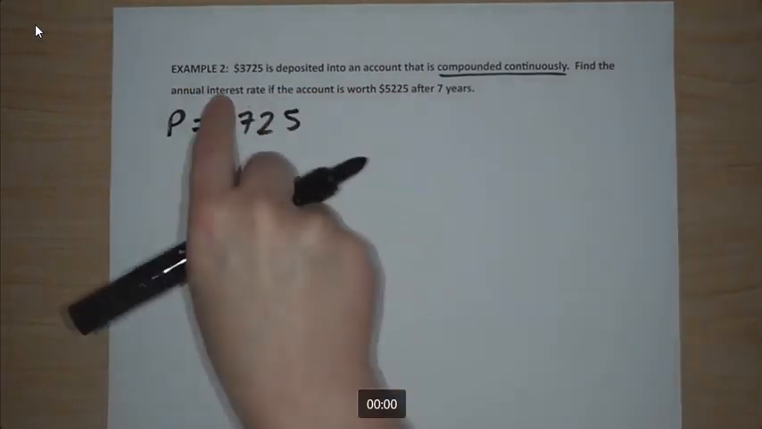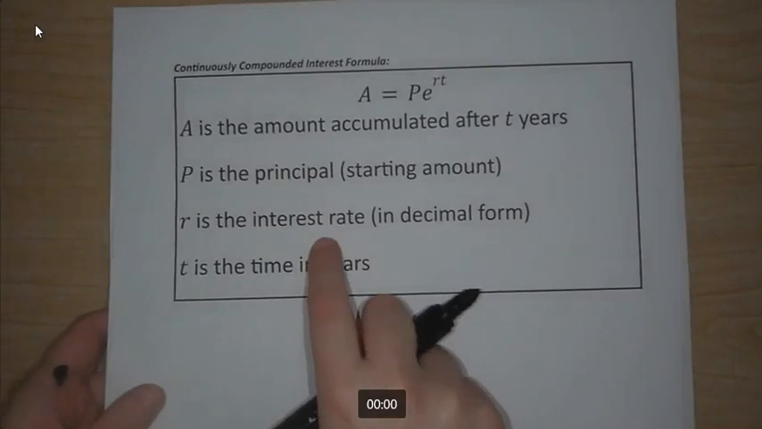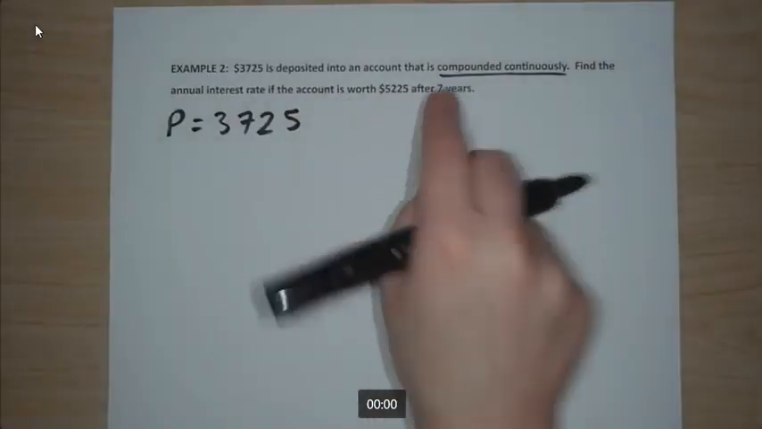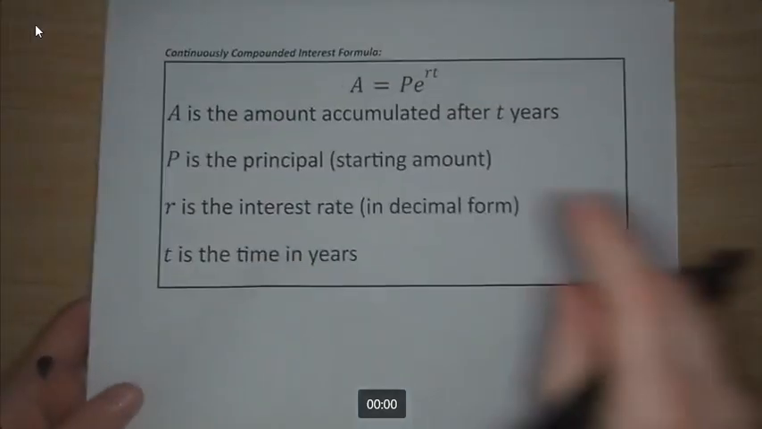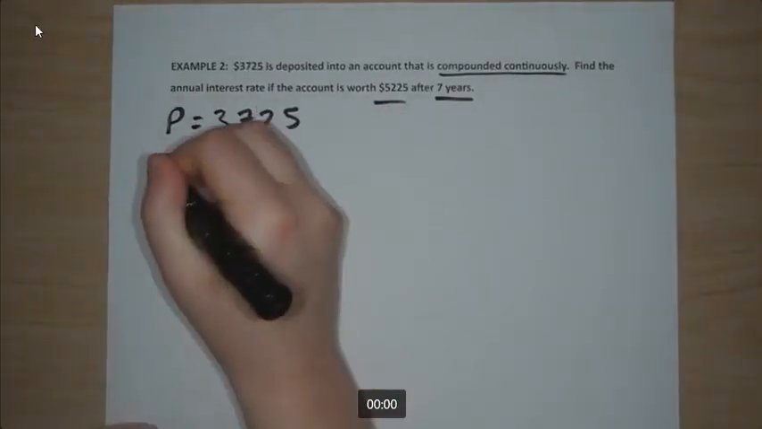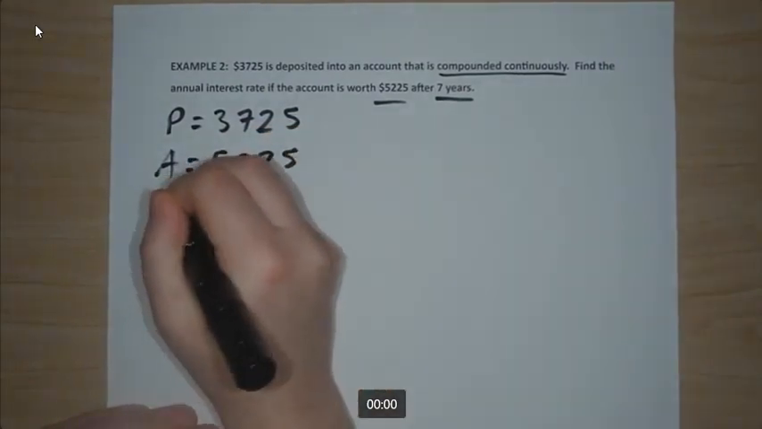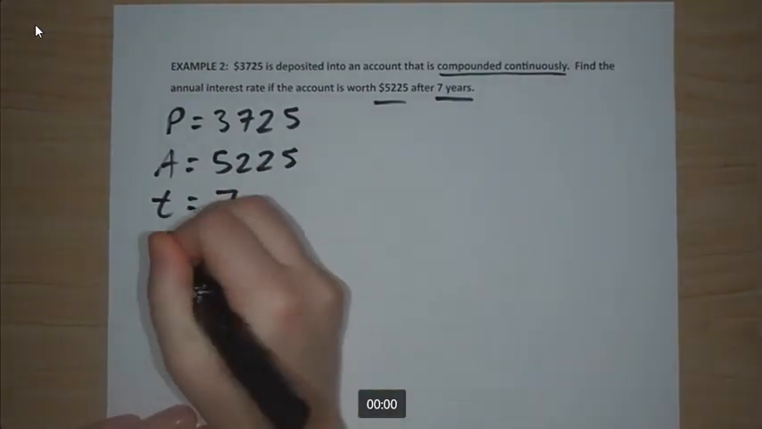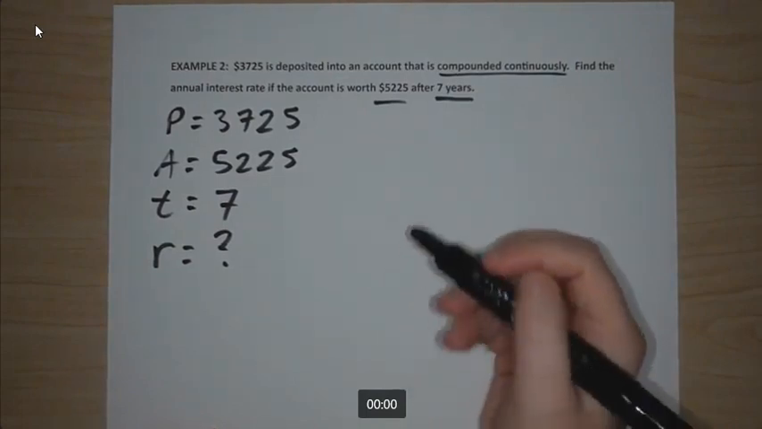Then it says find the annual interest rate. So we know that we're looking for our r. If the account is worth 5,225 after 7 years, so 7 years is our time, and 5,225 is our A, the amount accumulated after t years. So A is 5,225 and t is 7, and we're looking for our r. So that's what we're looking for. So we're going to solve for this.